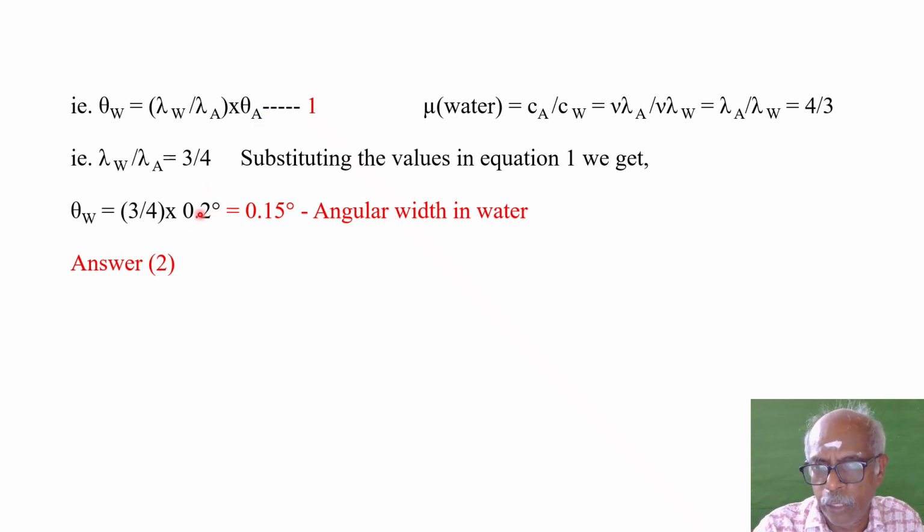So 0.2 on top, 4 below, 0.2 divided by 4 gives 0.05, into 3, that is 0.15. So 0.15 degree is the angular width in water. When the entire apparatus is immersed in water, the angular width becomes 0.15 degree. Option 2 is the right answer for this question.